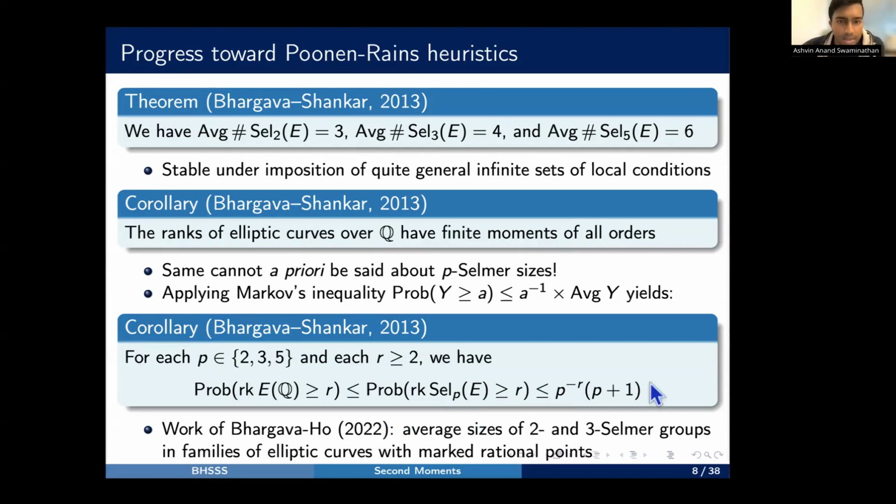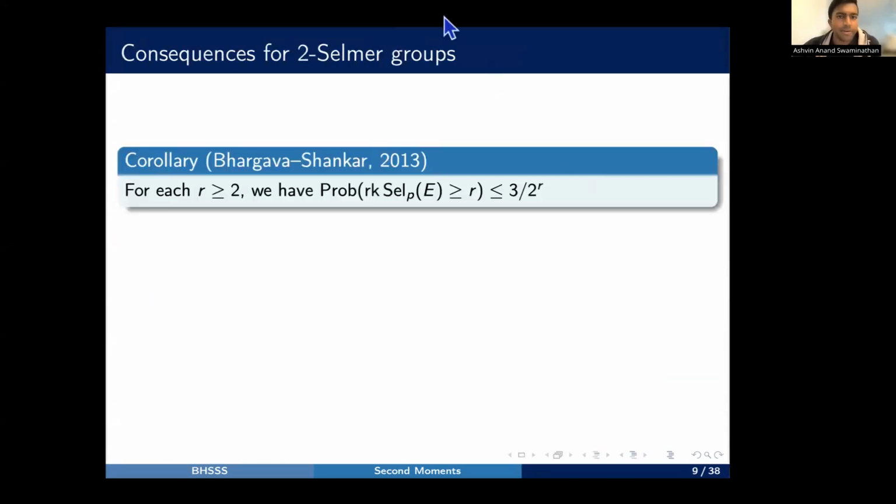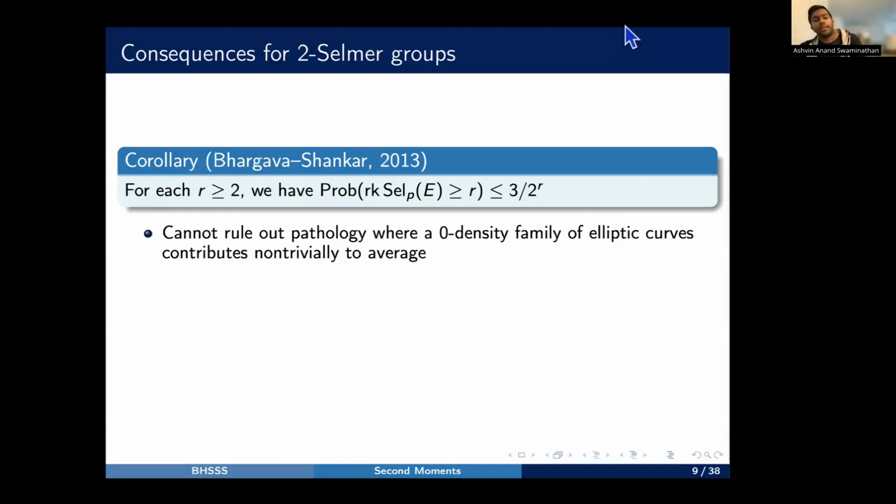Okay. That's the Bhargava-Shankar work and some corollaries. So now I want to focus in a bit on the 2 Selmer results. So in the case of 2 Selmer, the corollary that follows from Markov's inequality says that the probability that the 2 Selmer rank is at least r is at most 3 divided by 2 to the r. And as I mentioned, you can't rule out from this type of result the pathology where a zero density family of elliptic curves contributes non-trivially to the average. You just have that the average is bounded.